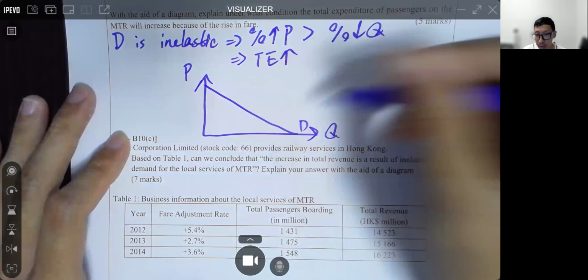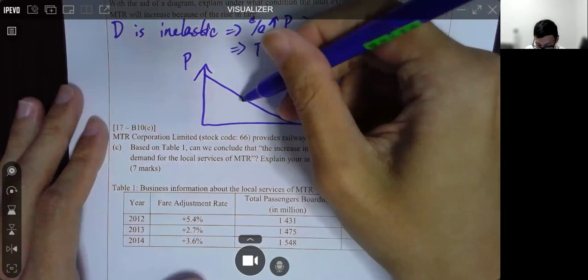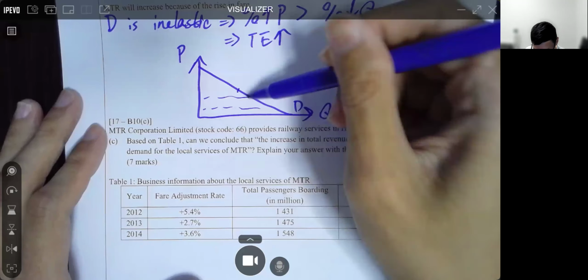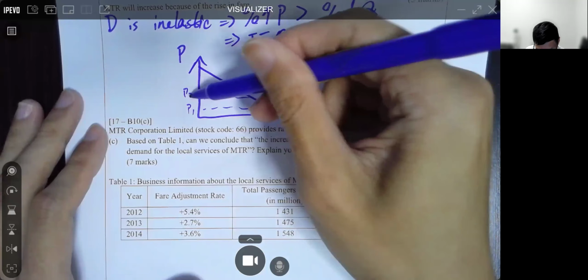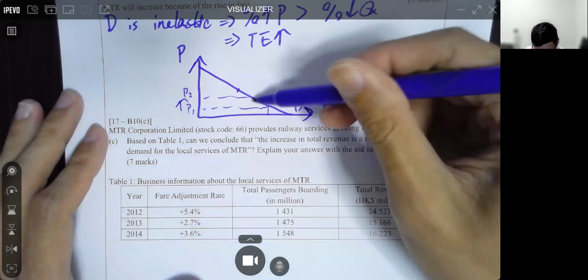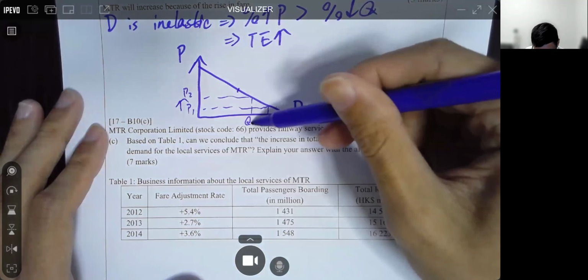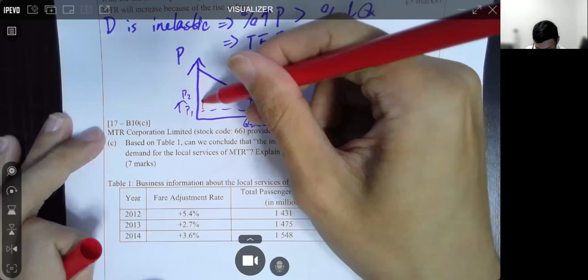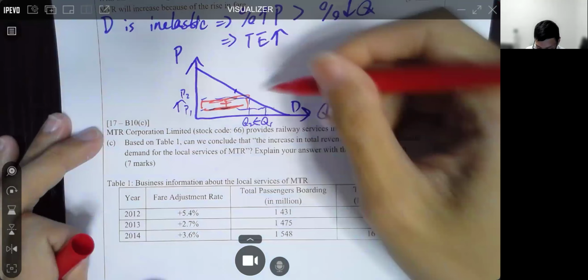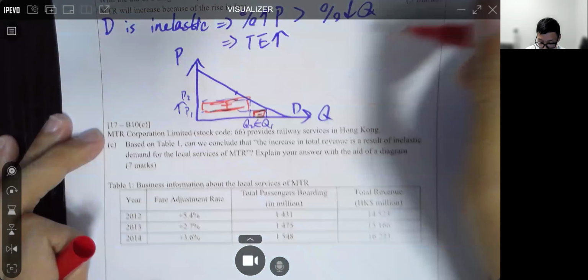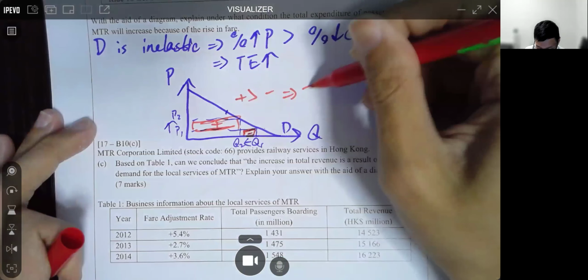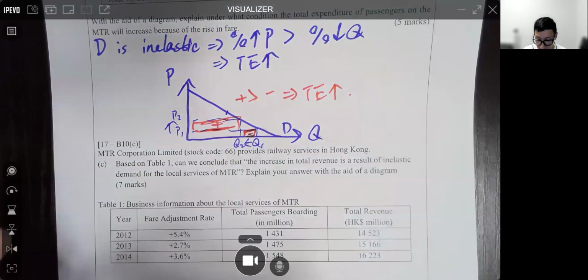The graph is also simple. Normal demand curve, no funny business. Midpoint right here. Since we're inelastic, so let's draw the increase. 唔好意思啊，唔夠位啊，我畫得細咗啊。Q1, Q2. You will see this box increase, this box decrease. Increase is larger than decrease. Therefore, total expenditure would increase.